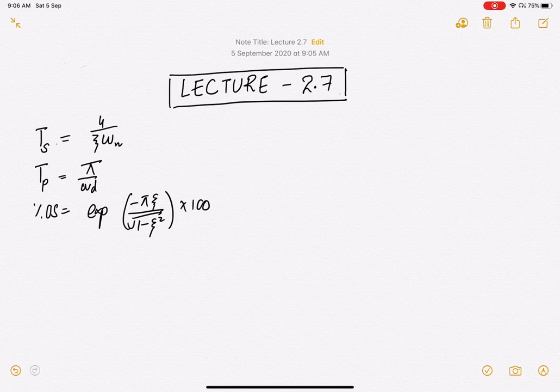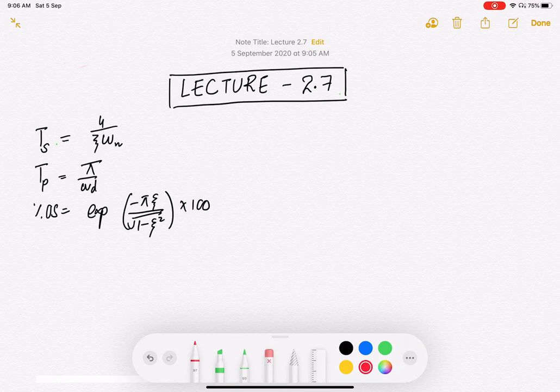Welcome to lecture 2.7. In the last lecture, we derived analytical expressions for time domain specifications of step response of underdamped second order system. Today, we'll have a brief discussion on those specifications. I'll be taking three specifications up: the settling time, the peak time, and the percent overshoot. We'll be looking at what is going to happen to these specifications if we change the pole locations.